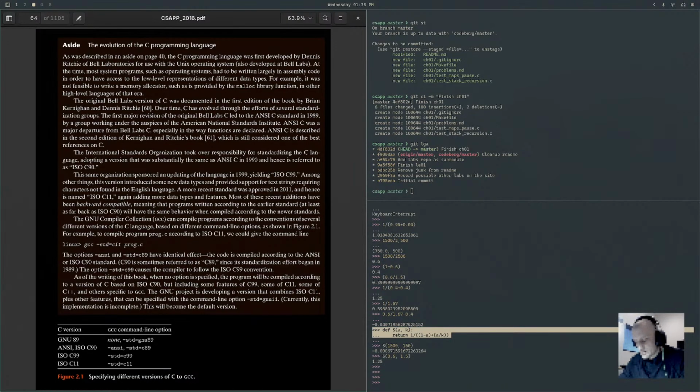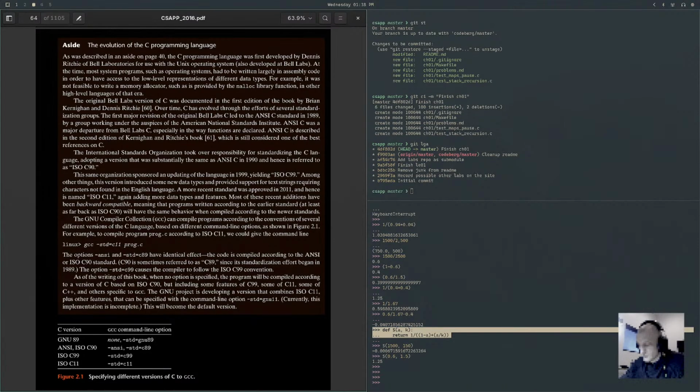At the time, most system programs, such as operating systems, had to be written largely in assembly code in order to have access to low-level representations of different data types. For example, it was not feasible to write a memory allocator, such as is provided by the malloc library function, in other high-level languages of that era. The original Bell Labs version of C was documented in the first edition of the book by Brian Kernighan and Dennis Ritchie, known as K&R. Over time, C has evolved through the efforts of several standardization groups.